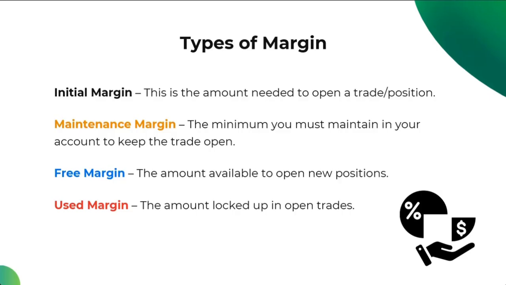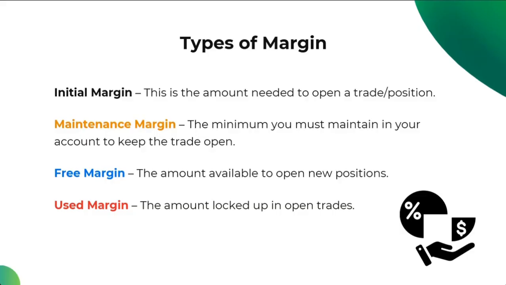We have different types of margins. We have the initial margin, maintenance margin, the free margin, and also the used margin. Now, the initial margin is typically the amount that is needed to open a position in the foreign exchange market. You want to look at this as a collateral for opening your position. All right, while the maintenance margin is the minimum you must have in your account to keep a trade open.